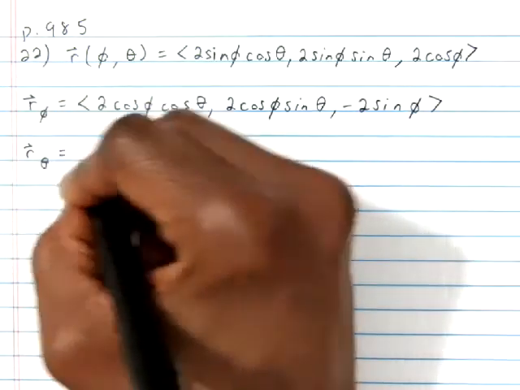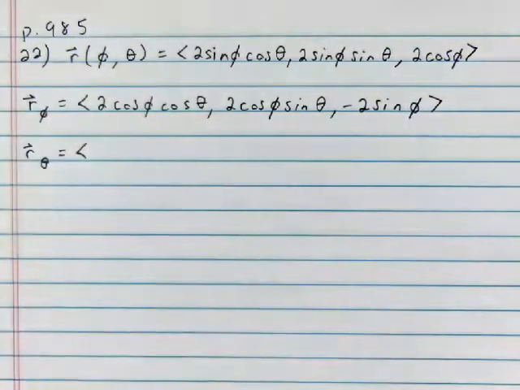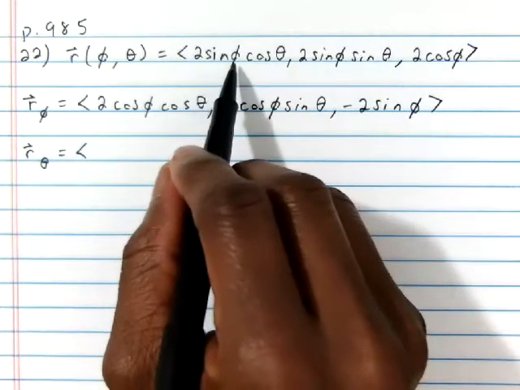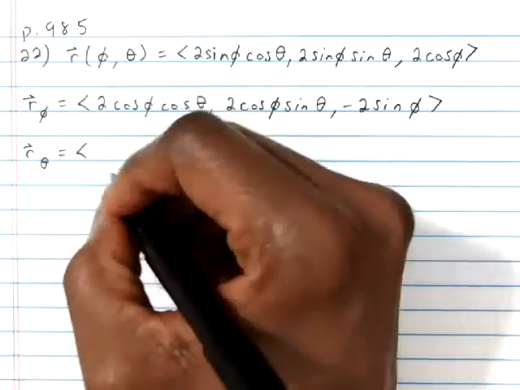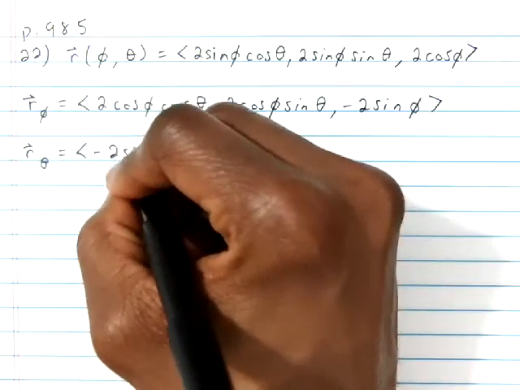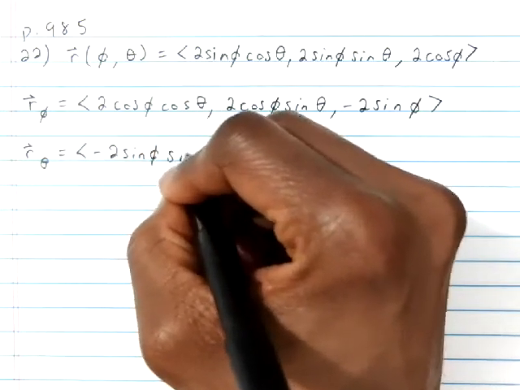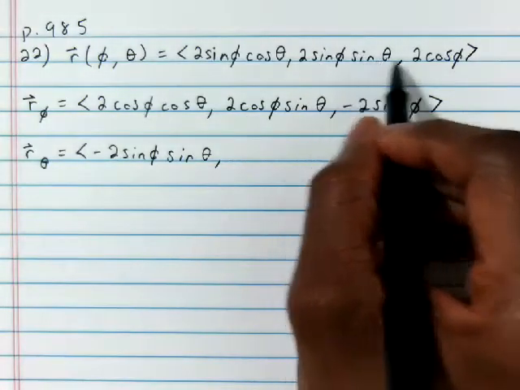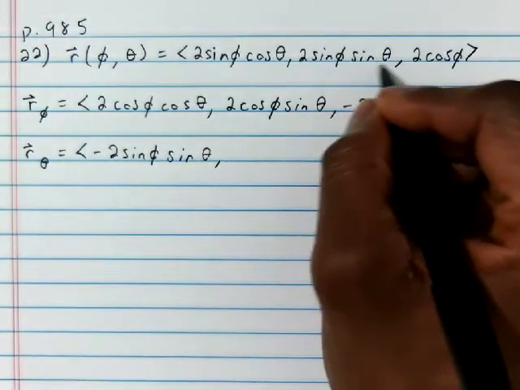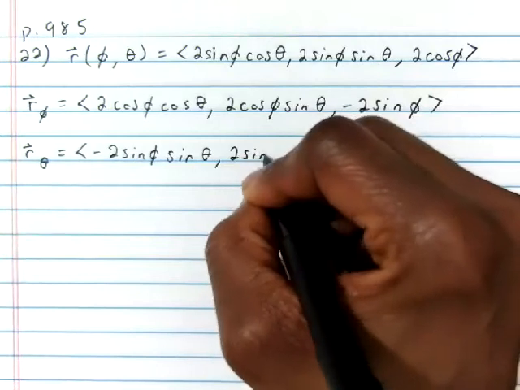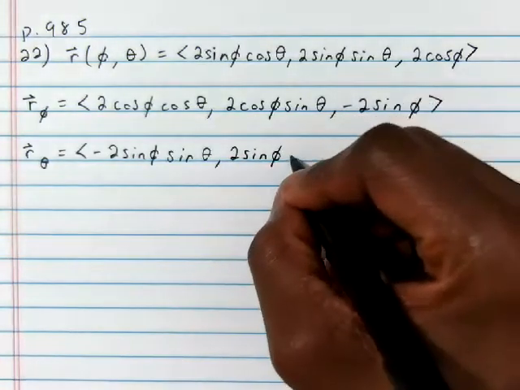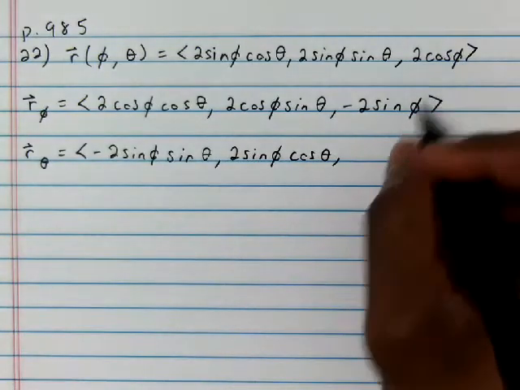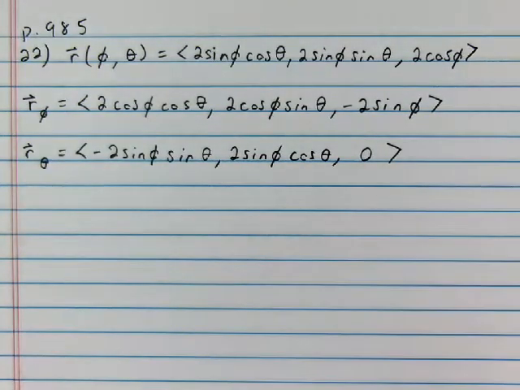Now, r sub theta equals, the partial of this with respect to theta is negative 2 sine phi sine theta. The partial of this with respect to theta is 2 sine phi cosine theta. And the partial of this with respect to theta is just 0. All right, so now we have those.